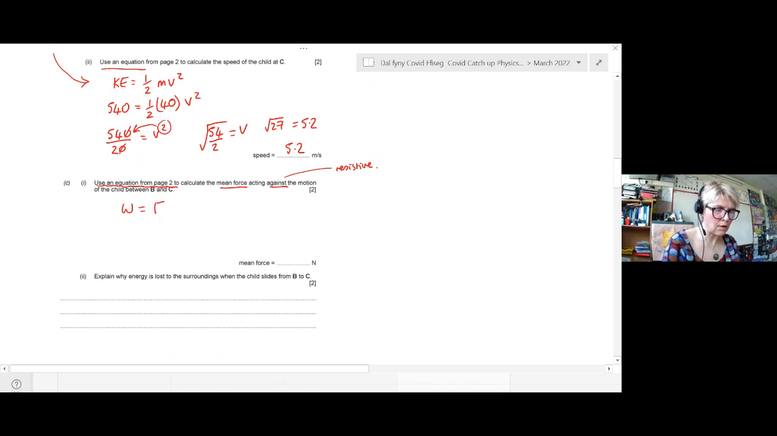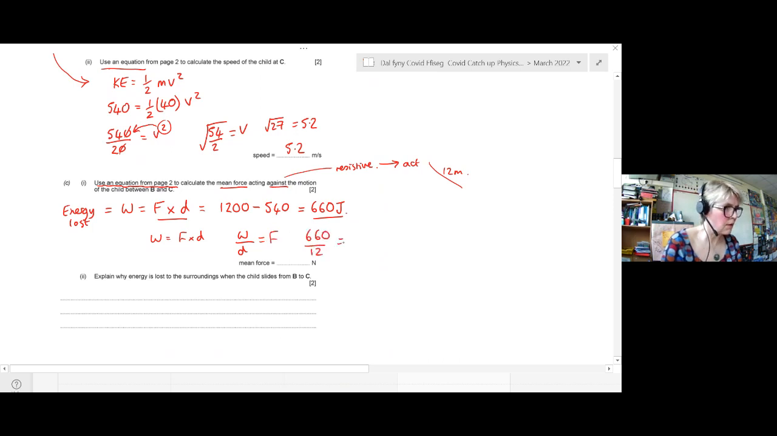So the equation you want is the work done equals force times distance. That work done is the energy lost to the surroundings, and that will be 1,200 take away 540, and that comes out to be 660 joules. Okay, so therefore force times distance equals 660. You've got the distance because the resistive forces act over the length of the slide, which is 12 meters. So work done equals force times distance, so work done divided by the distance equals the force. So 660 divided by 12 comes out to 55 newtons, and then pop the answer on the line.